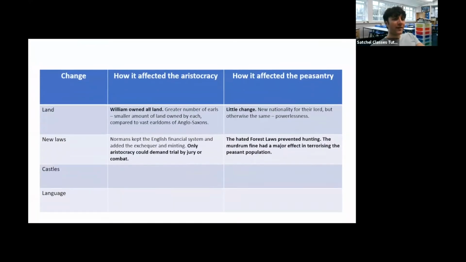So again, we're going to want to fill out our table, and this time it will be for the new laws. So again, I've bolded what I think is particularly significant. Take a moment here to pause and get down the key points. How did the new laws affect the aristocracy, and how did they affect the peasantry?